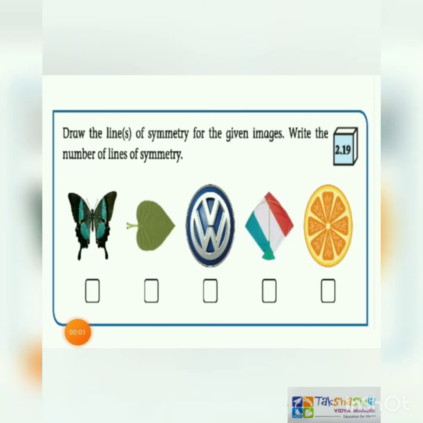Let's take page number 44. We are going to do 2.19. Read out the question: draw the lines of symmetry for the given images, write the number of lines of symmetry. So we have to draw the lines of symmetry and number them also. Here I am going to draw the lines of symmetry for a few images, and you have to complete the remaining as self-work.